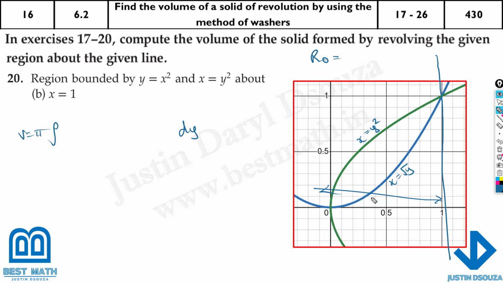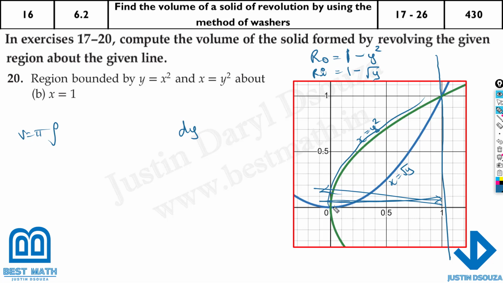See, the distance is 1, isn't it? And then it's coming in. 1 minus y squared, that is the outer radius. But what about the inner radius? Inner radius is also 1. See, that's the same thing. 1, but minus the square root y. Look carefully. This much is the outer radius, and then it's coming in. So inside, so minus y squared.